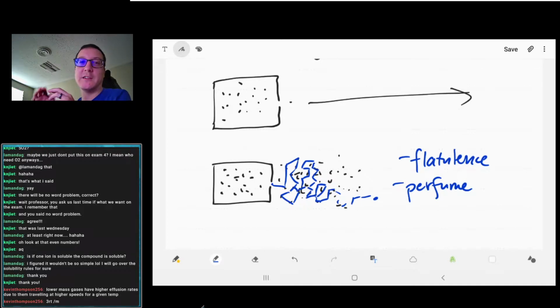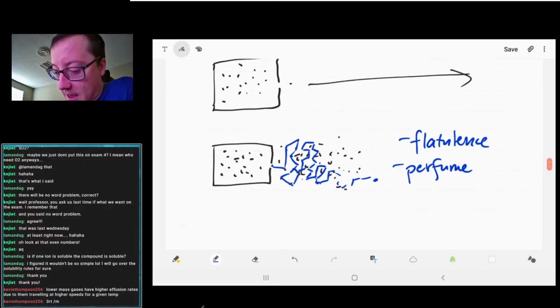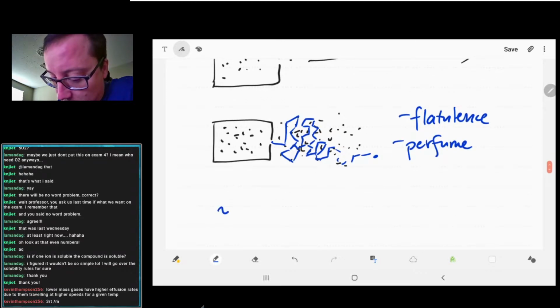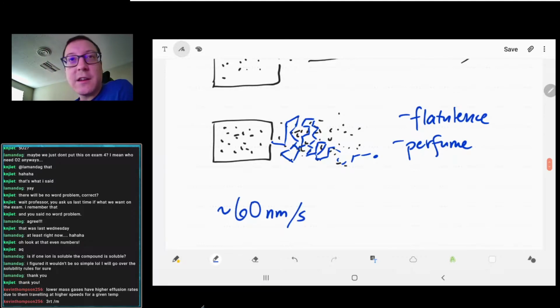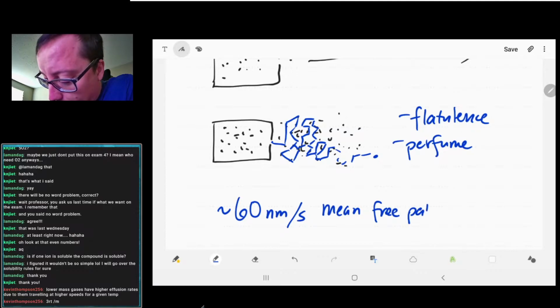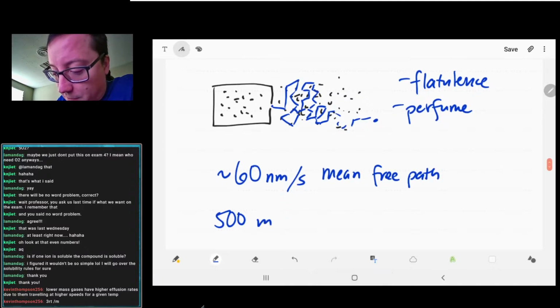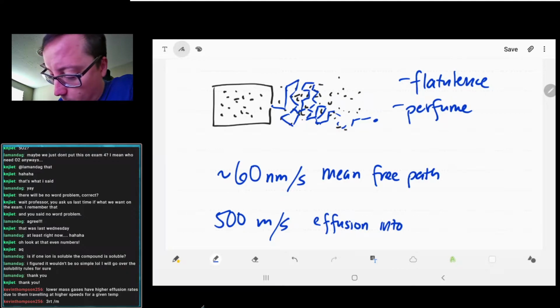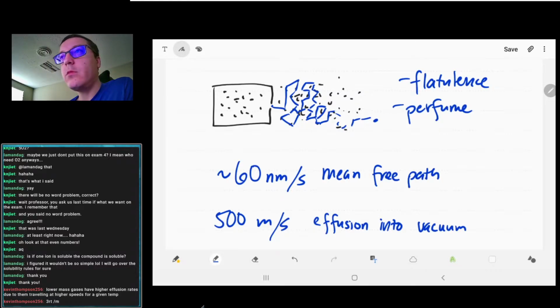However, because those perfume molecules are bonking into every other molecule around, they take an actually long amount of time to cover a reasonable amount of distance. So that's the lesson here. On average, you don't need to know this number, but gases travel about 60 nanometers per second in real life as a mean free path. Whereas we saw, 500 meters per second would be if they were just going plain old effusion into a vacuum. So you can see this is about a 10 to the 10 difference in how fast things are moving.